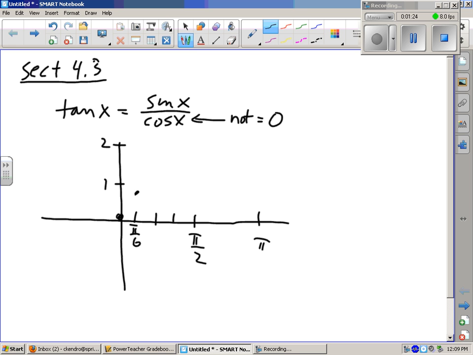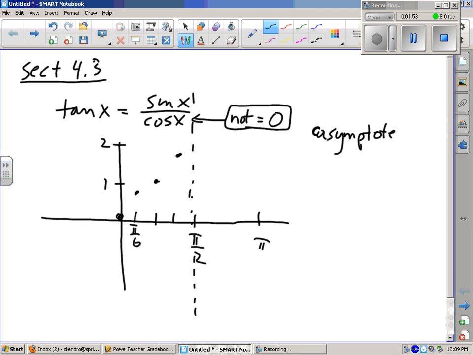Then pi over 4 is up at 1. Pi over 3 is up here. Pi over 2, now that's where cosine is equal to 0. So pi over 2 is going to have a hole in the graph. So what we do to designate that undefined part is we put a dotted line down there. That dotted line is called an asymptote.